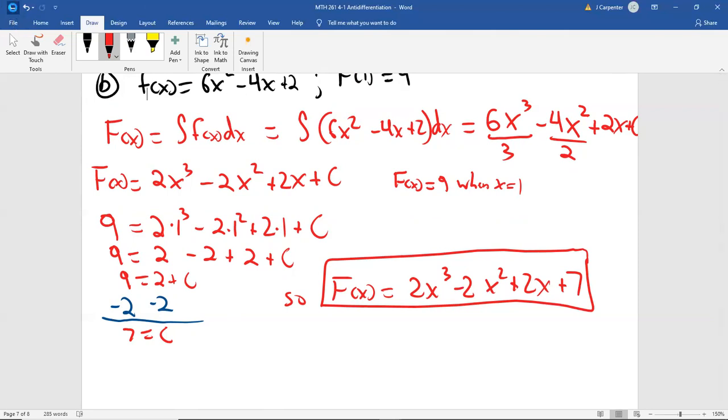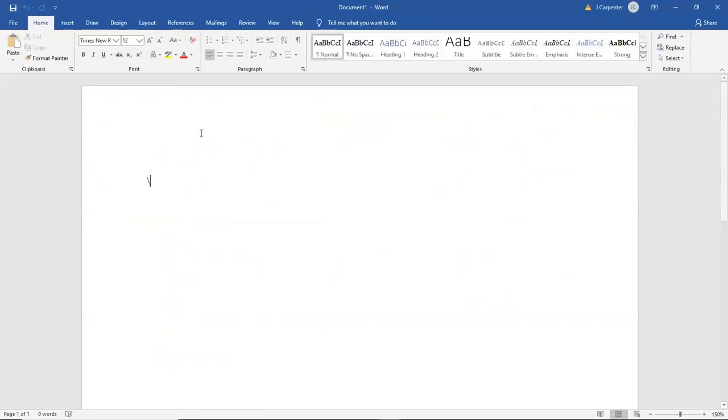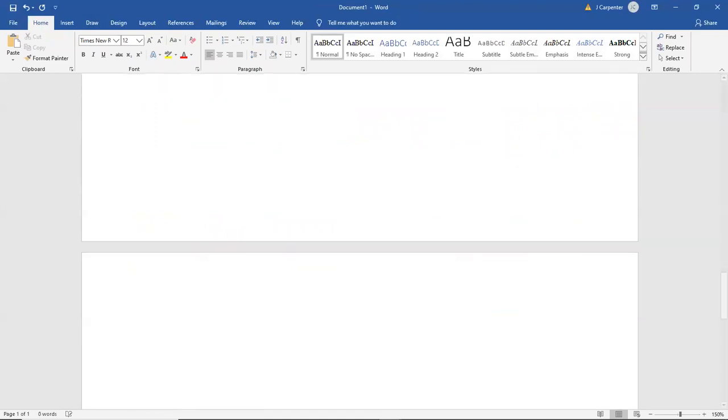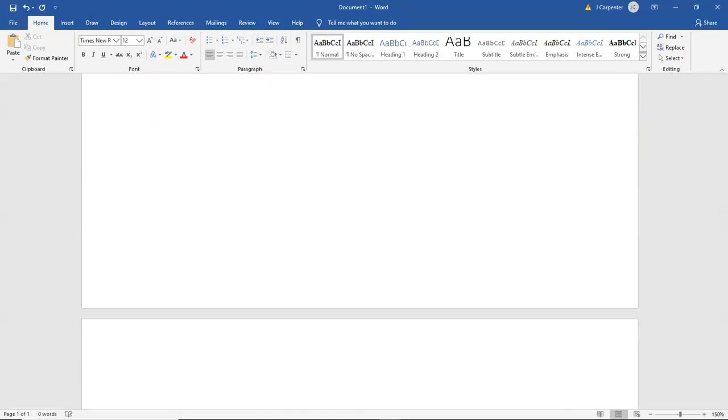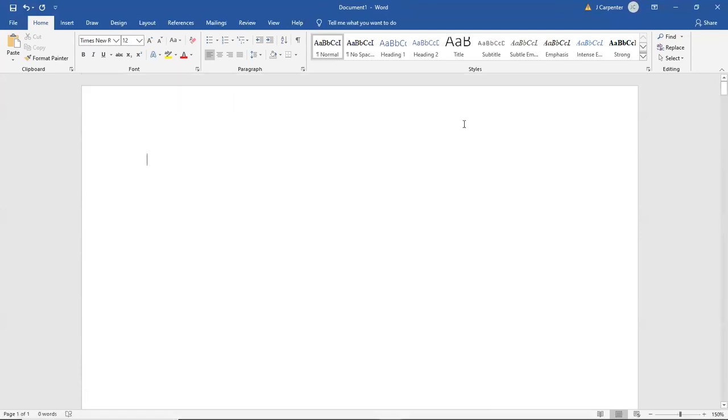All right. So let's make a new document. Let's hit enter for about 17 pages worth. I'm about sick of that issue, right? Okay. 4.2. This title is Antiderivatives as Area.